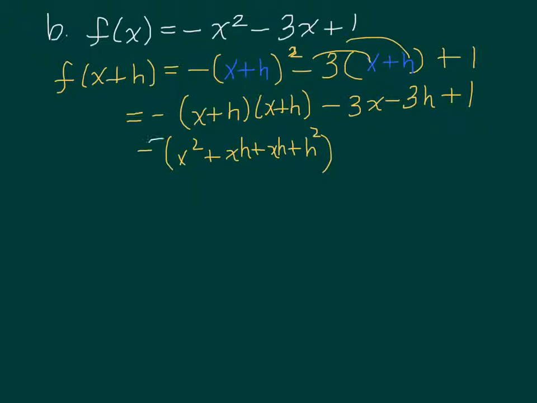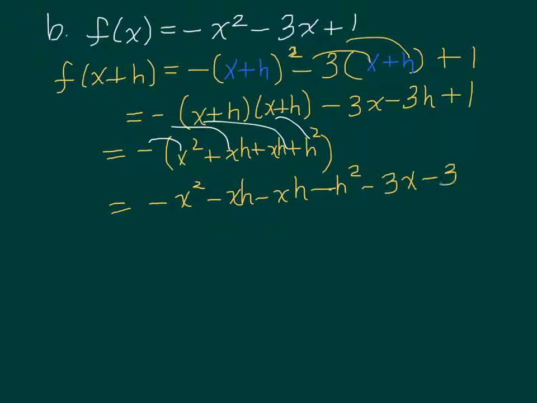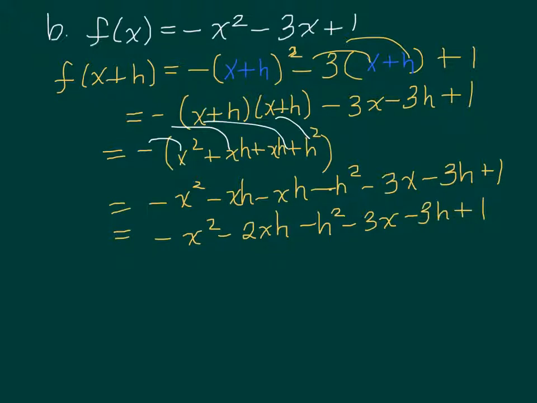Now you can distribute the negative. And you're going to get negative x squared, negative xh, plus h squared. Oop, I made a mistake. Remember, distribute the negative to all of them. Minus 3x minus 3h plus 1. So that's going to give us negative x squared minus 2xh minus h squared minus 3x minus 3h plus 1. All right, now we have f of x plus h.